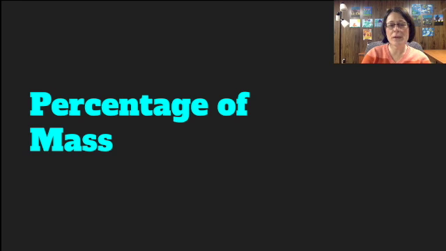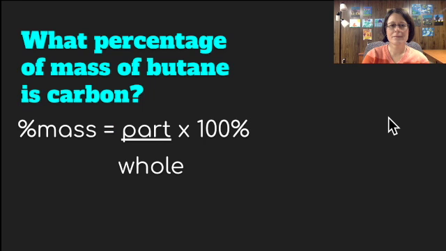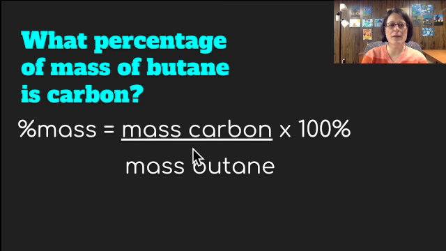Okay, so if we can calculate the molecular mass, we can also calculate the percentage of mass. So a question might ask, what percentage of mass of butane is carbon? So we have to remember this formula, and I will give this to you. The percentage of mass equals the part over the whole times 100%. What I mean by this is the percent mass is the mass of the carbon, because that's the part of a molecule, over the mass of butane, the whole molecule, times 100%.